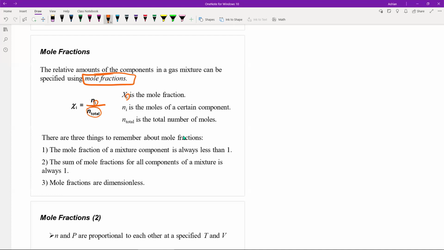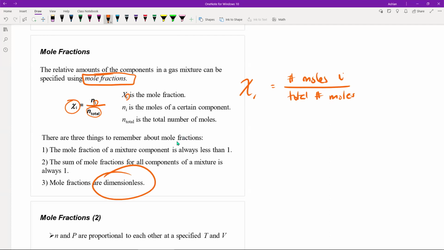And the symbol for mole fraction is this funny looking X. The subscript i would be the mole fraction of i. So the mole fraction of i would be the number of moles of i, whatever i is, divided by the total number of moles. It's a fraction, so you will always get a number less than 1. When you add together all of the mole fractions of all of the components of a sample, you should get 1 because it should add up to the whole thing. And because they're fractions, they don't have any dimensions, there are no units, it's just a number that we're going to find.